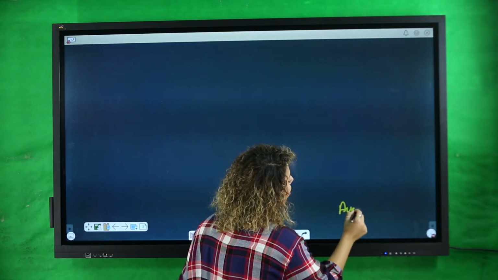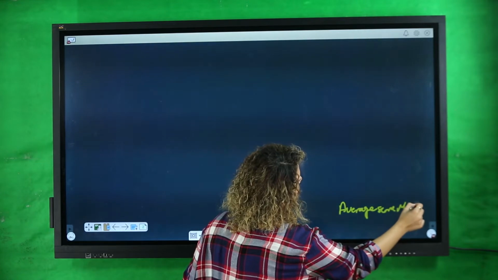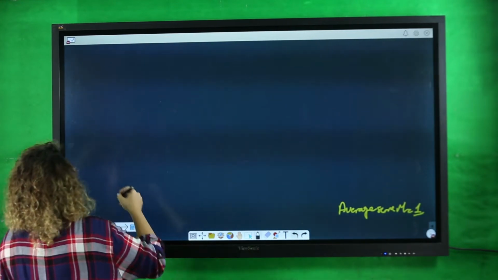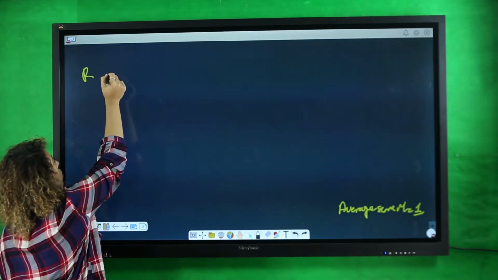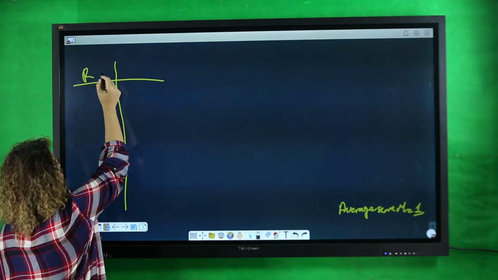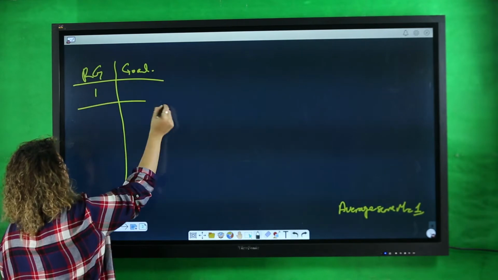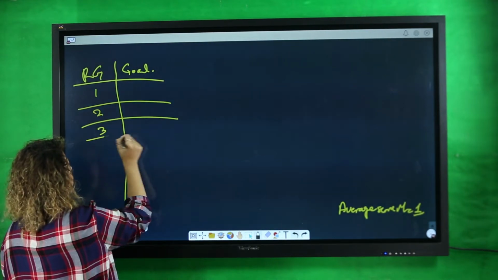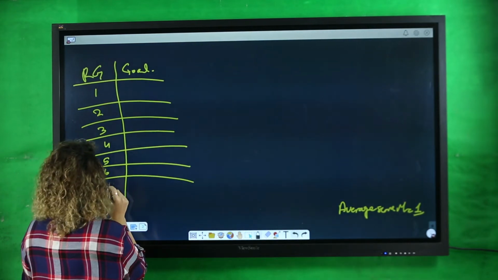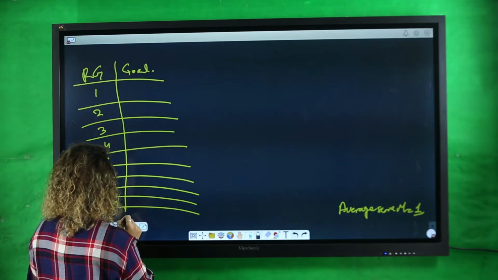The average score of Messi is 1. Let's go and see Ronaldo. So for Ronaldo, we're gonna do the same. So this is the game and this is the goal. 1, 2, 3, 4, 5, 6, 7, 8, 9, and 10.